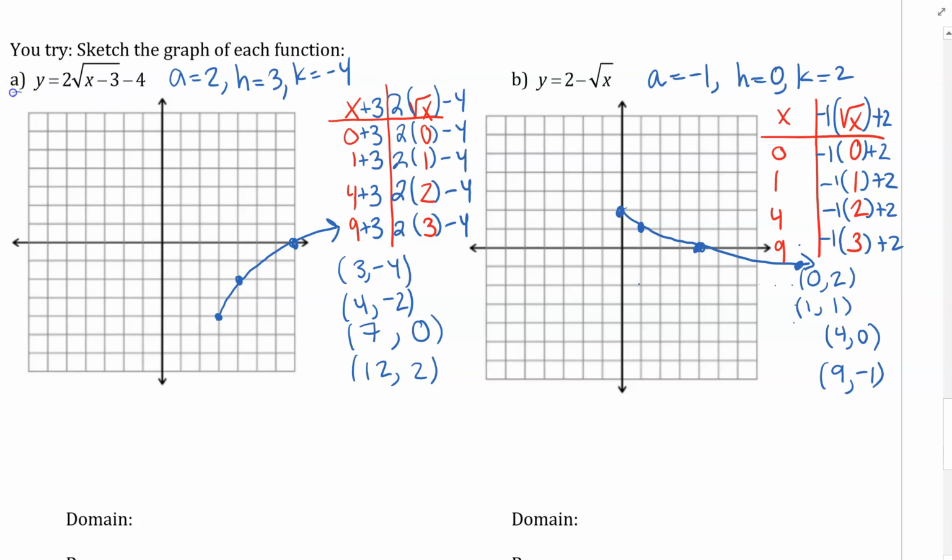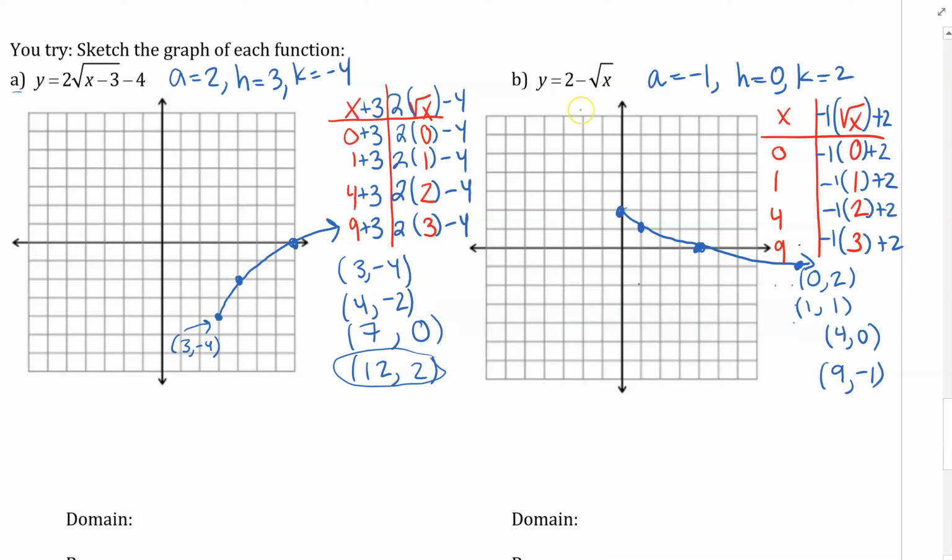For the first one, there's a vertical stretch going on, so it should be a little bit higher, like a raised eyebrow, okay? It has shifted to the right 3 because H is 3, and then down 4 because K is negative 4. So the starting point, (H, K), is at (3, negative 4). And here's my table, and these were the points I had: (3, negative 4), (4, negative 2), (7, 0), (12, 2). I didn't actually graph (12, 2) because it was way off my grid, but I was able to get a good enough picture of the graph with these 3 points, so that's what I chose to plot, and then there's the picture of the graph.